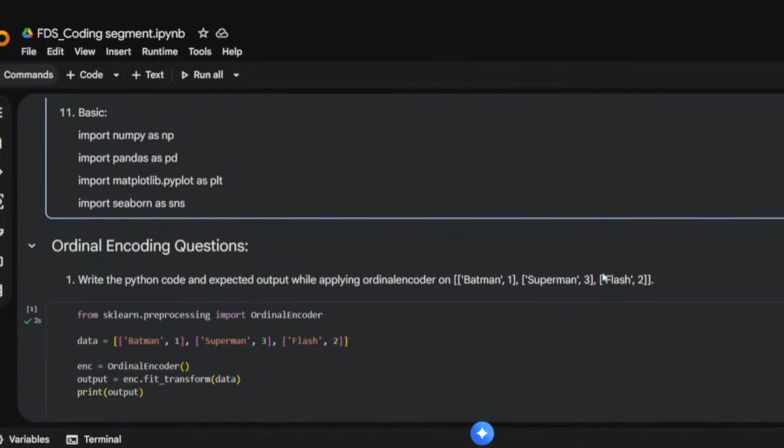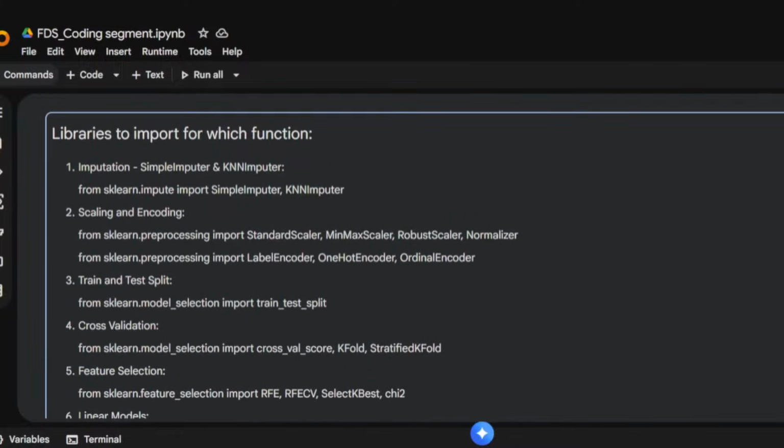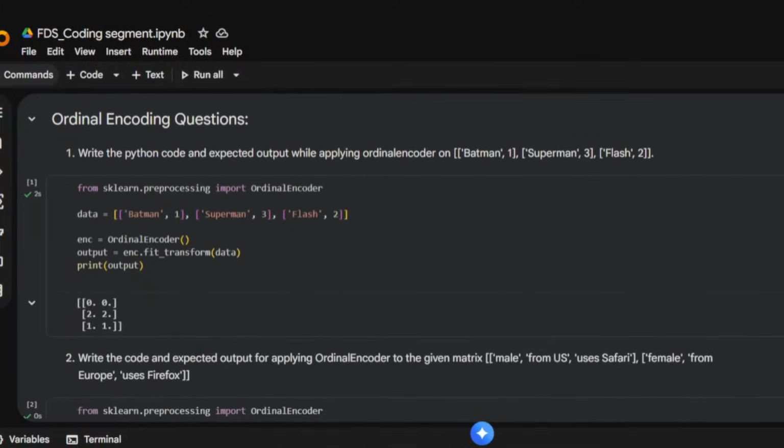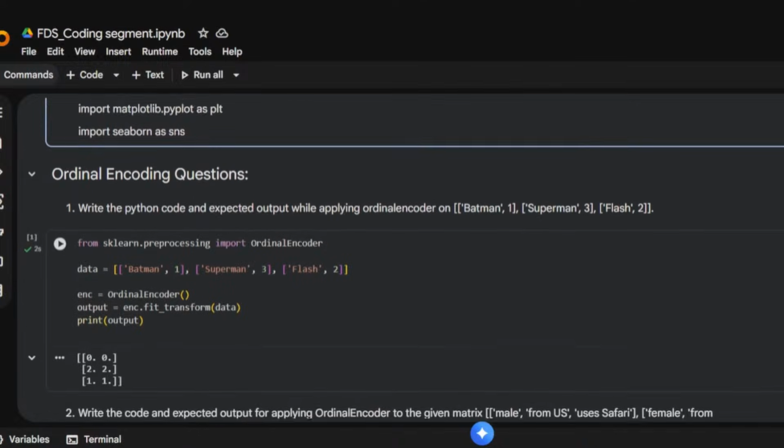Your Batman, Superman, Flash, they all fall under one column. One, three, two, they're another column. And also remember, this is a really common mistake that is made. Anytime you are performing imputation, scaling, or encoding, ensure that you do it column wise, not row wise. A small mistake could cost you a lump sum of marks. So just keep that in mind.